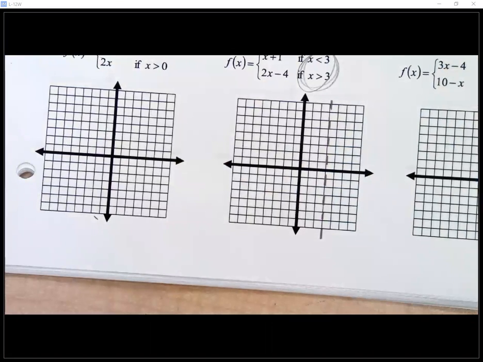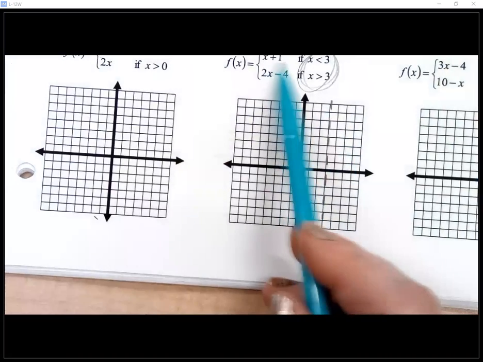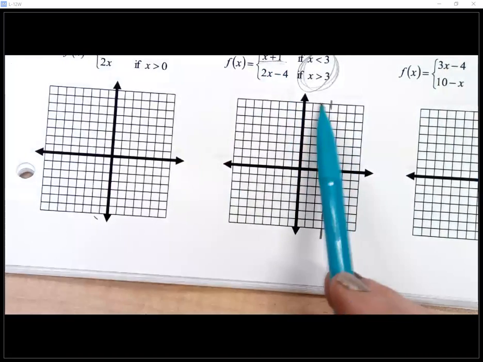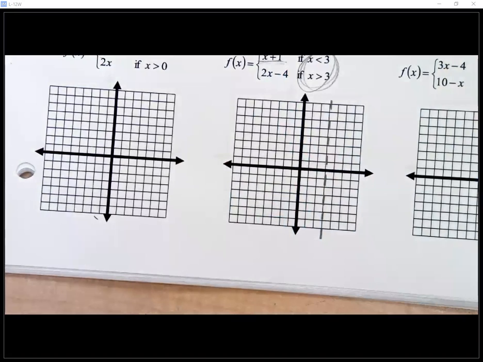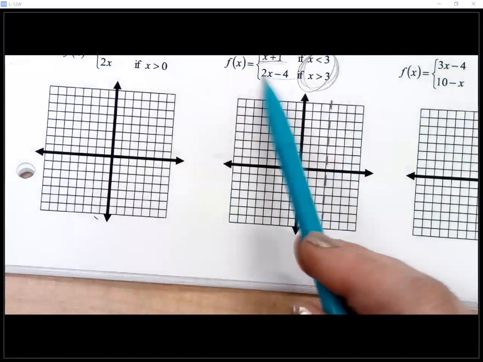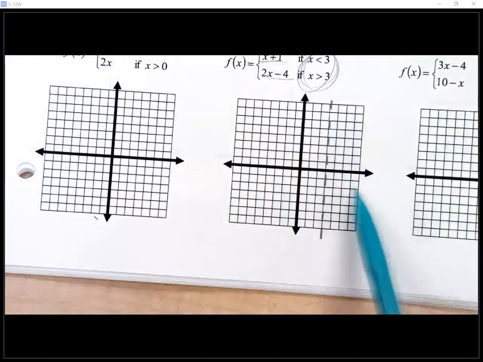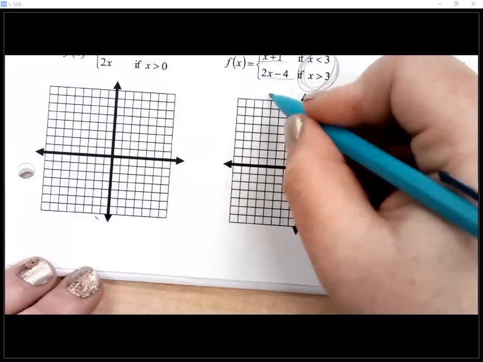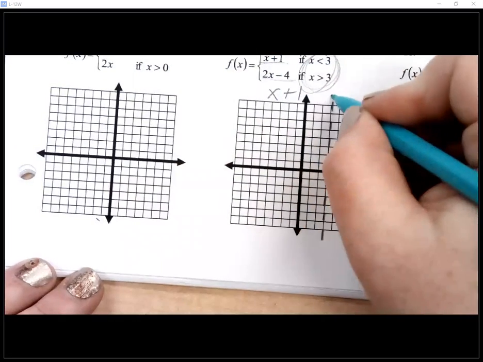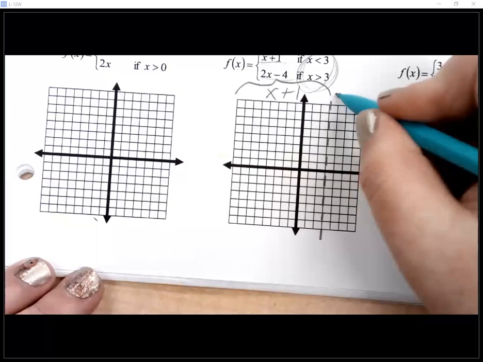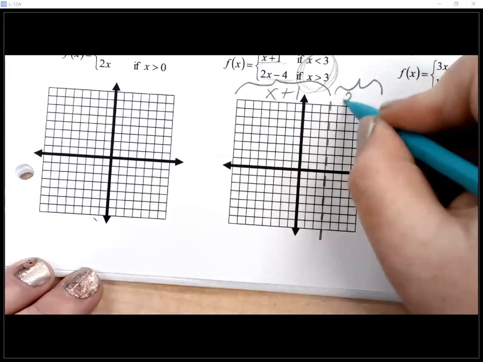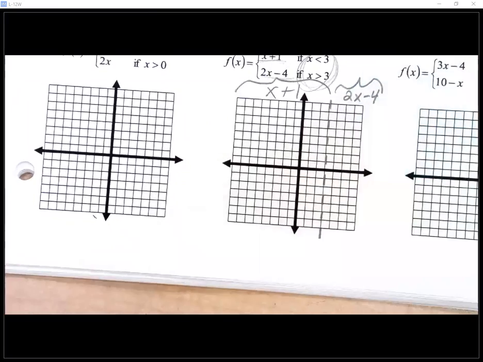The top graph is only going to exist on the left-hand side of this graph. This bottom one is only going to exist on the right-hand side of this graph. Do you see that? Because that's my splitting point. So this is where I'm going to graph x plus 1 on this side. This is where I'm going to graph 2x minus 4. Are you with me?